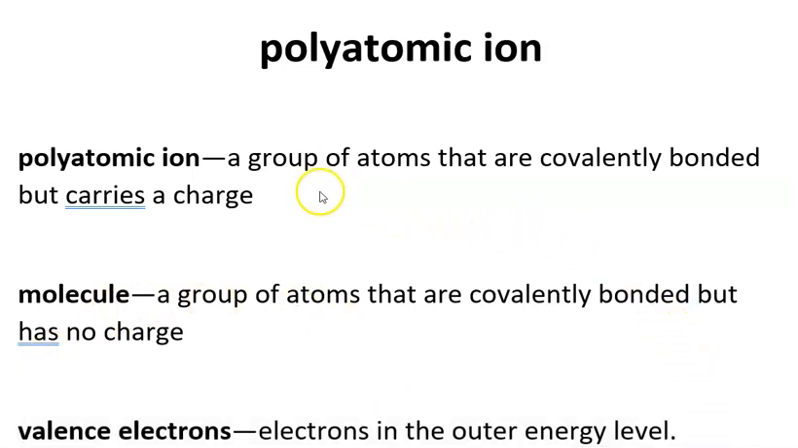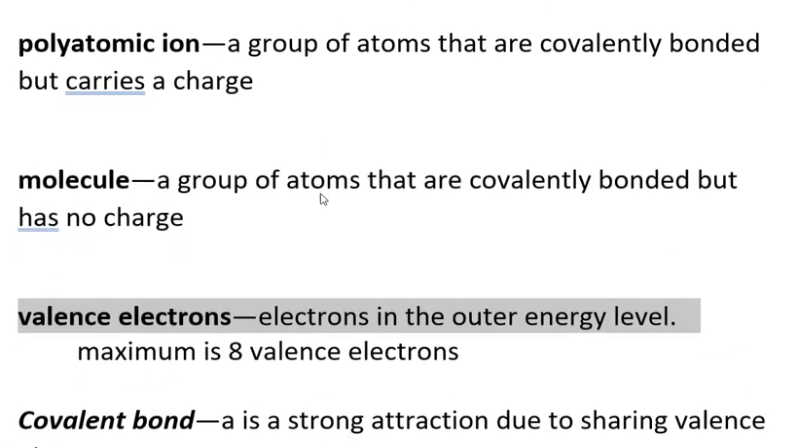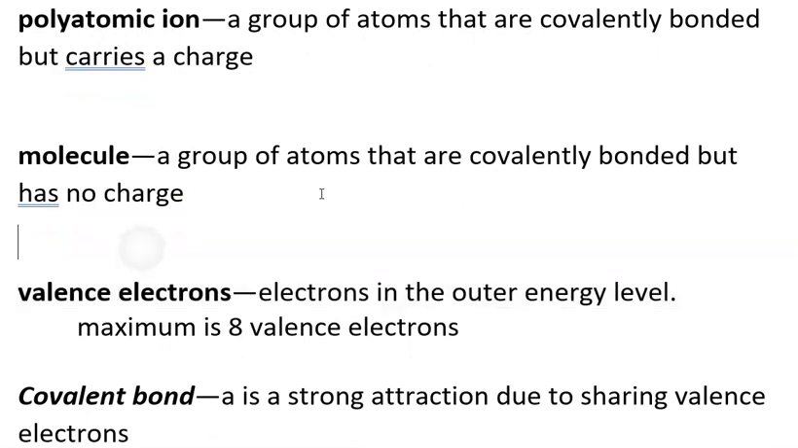So the definition is right in front of you. This is a group of atoms. Notice it's not a group of elements, although it usually is more than one element, but it is more than one atom that are going to be covalently bonded, but carries a charge. And right below it, I have a definition of a molecule, because that's what we're thinking of. And that's a group of atoms that are covalently bonded, right? Same thing, but has no charge.